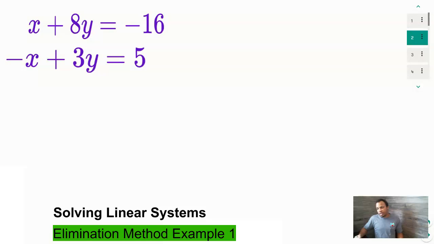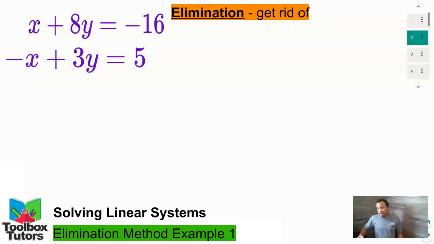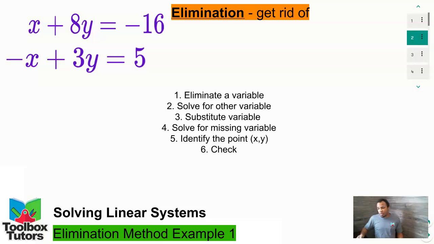So the goal of solving linear systems using the elimination method is to eliminate a variable. When we say eliminate, we're going to do exactly what this word says, and get rid of a variable. So first we look at our variables to see what we can get rid of. Next, we'll solve for the other variable. Once we solve for that variable, we'll substitute it back in, and next we'll solve for the variable we eliminated in the beginning. Once we get the missing variable, we'll have both the x and the y. This will be the point where these two lines meet.